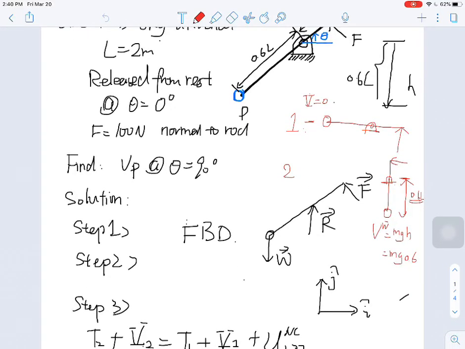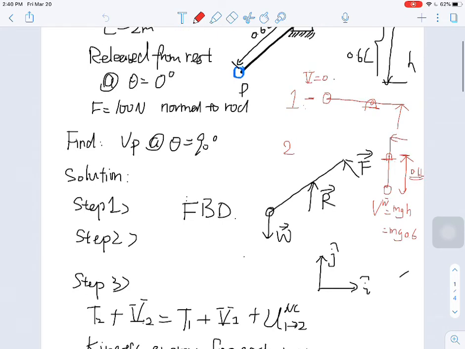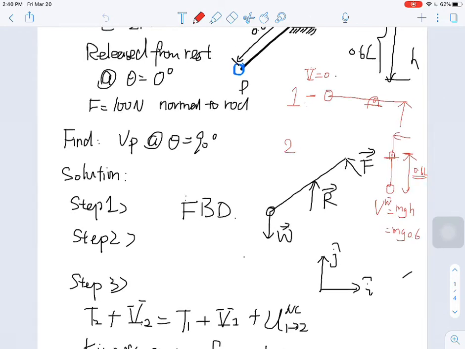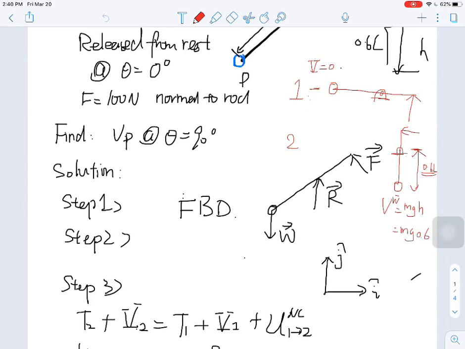So let's go through the steps. Step 1 to 2, free body diagrams for the rod. And we have 3 forces: weight force, and the normal force to the rod, and also we have a reaction force here, a resultant force at the middle. That force has a changing direction, depending on the angle of the rod.